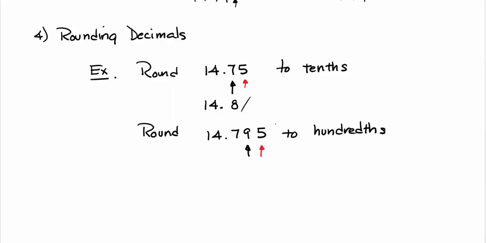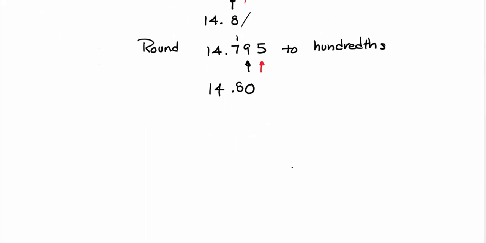But how do we round up from 9? 9 goes to 10, right? So this is where we round up and we carry. So this becomes 10. It's a 0. But that means that I have to add a 1 to my 7, so it goes up to 0.8. So this also rounds up to 14.80. And that would be my hundredths place.